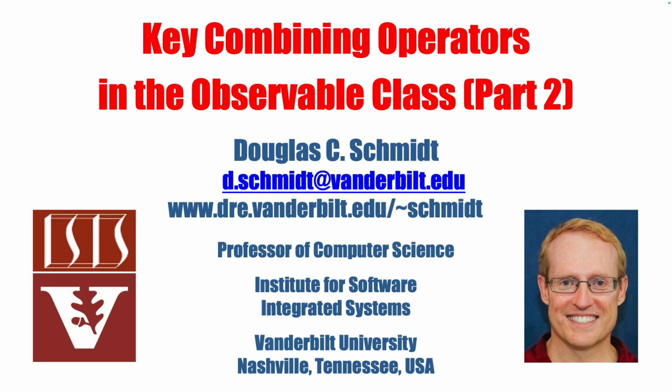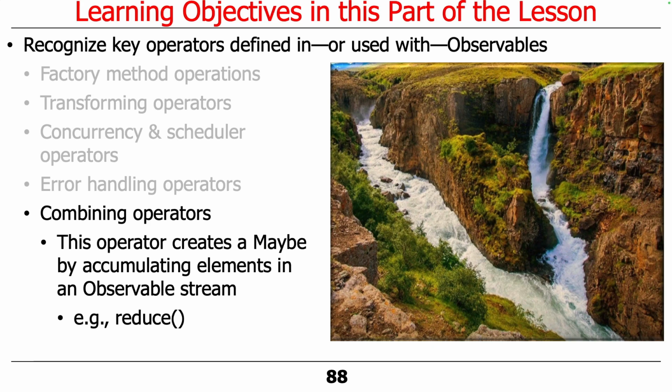Let's now talk about some operators that have to do with combining, or we'll start off by talking about one in particular, which is the reduce combining operator. And what this does is it creates a maybe, kind of a funky name, a maybe, by accumulating the elements in an observable stream. And the reason it's a maybe is because if there's nothing in the stream to begin with, then maybe there won't be a result. Maybe there will be a result. Depends on what's in the stream.